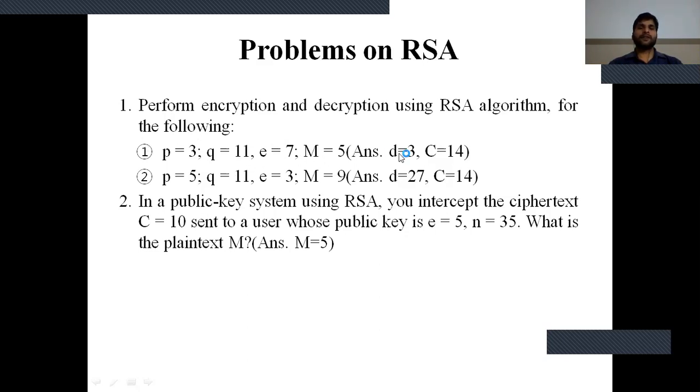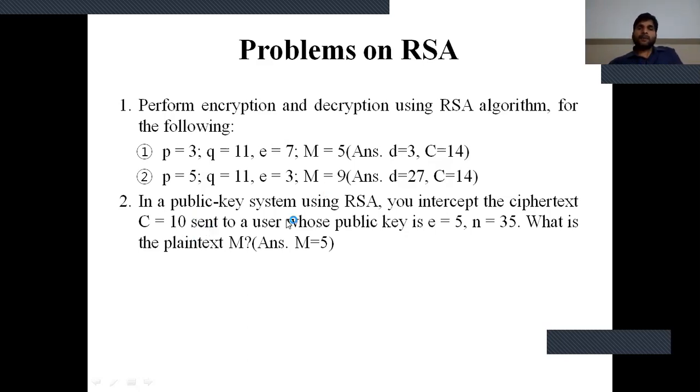And also find the value of D. How will we solve it? D into E equal to 1 mod phi n. So we also calculate the value of the quotient function using this: 2 into 10 equal to 20. Next, given P equal to 5, Q equal to 11, E equal to 3, M equal to 9. Similarly, we can solve this question.